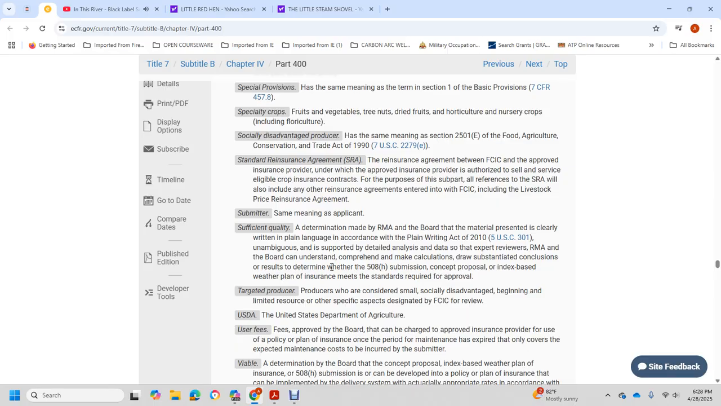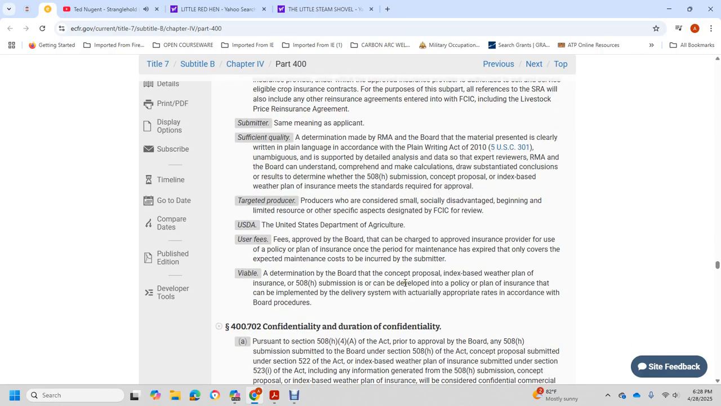To determine the 508 submission, consult the proposal with the index weather plan of insurance, which must be standard and required with the approval of the team, talking with the producers. Producers consider the small, socially disadvantaged, being limited research for the other aspects of the design of the Federal Crop Insurance Corporation.